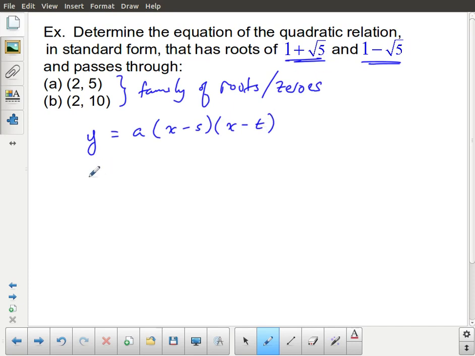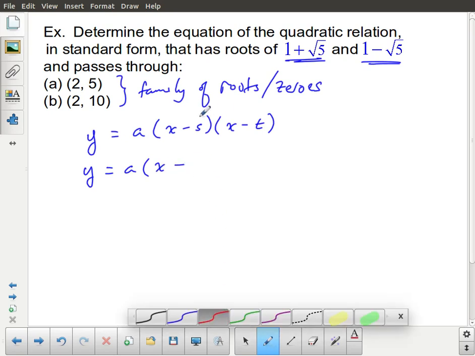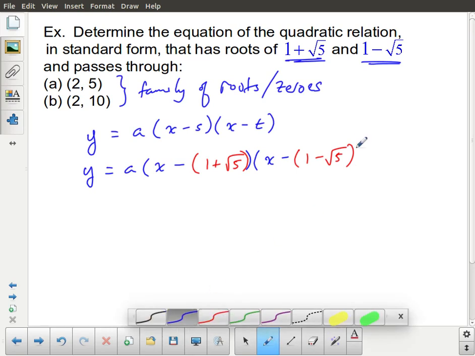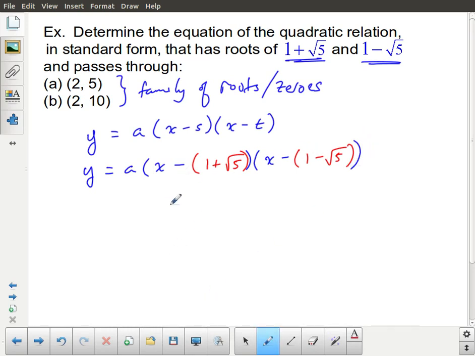But we know the roots, so we can actually rewrite this as a bracket x minus, but now instead of s, I'm actually going to put 1 plus the square root of 5. And then x minus, but instead of t, I'm going to put 1 minus the square root of 5. I'm trying to use color there to keep it clear. Now I'm going to simplify.